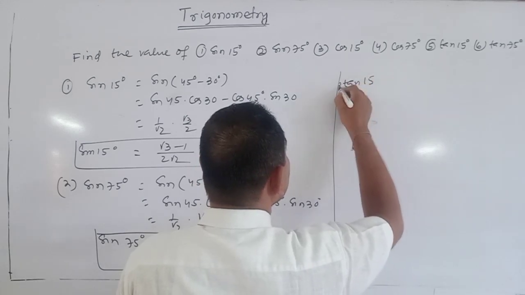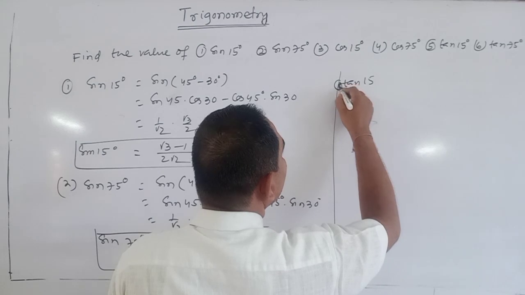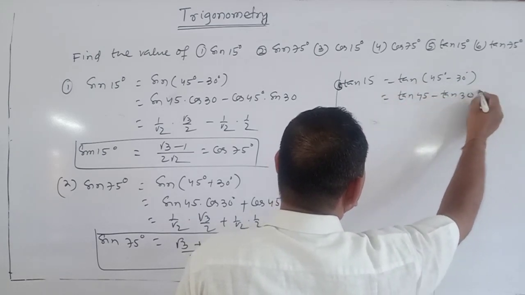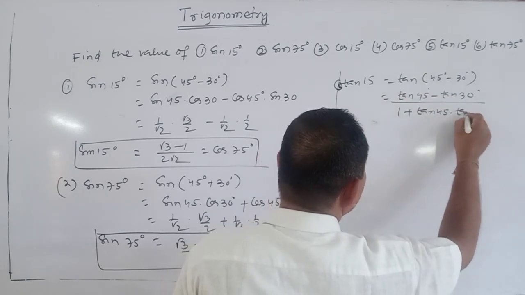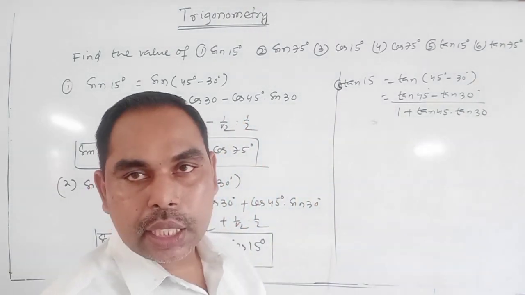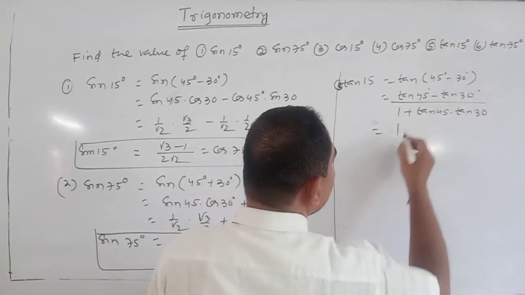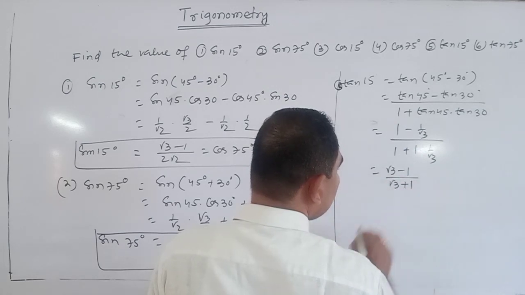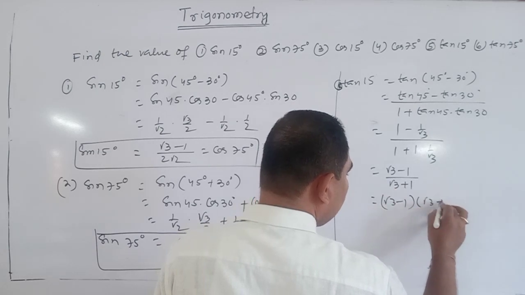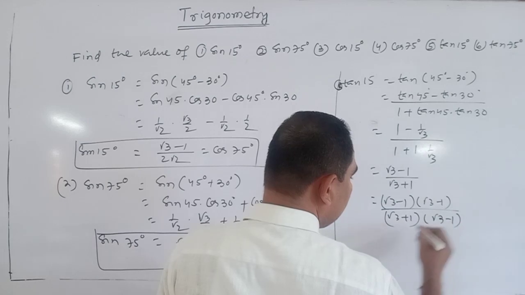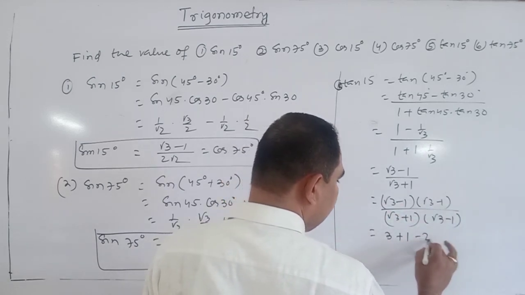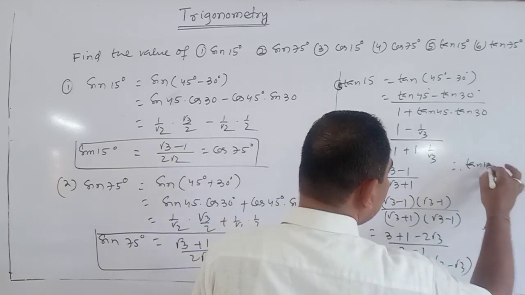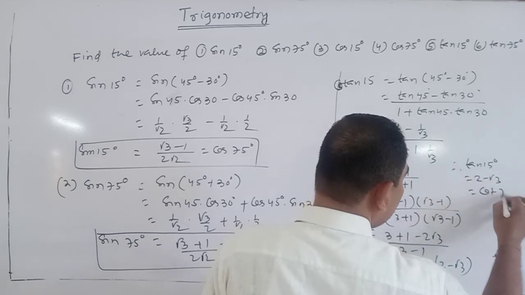Next, tan 15 degree. This is 5, tan 15 degree. So tan of 45 minus 30 is equal to tan 45 minus tan 30 divided by 1 plus tan 45 into tan 30. Use the formula tan of A minus B: tan A minus tan B by 1 plus tan A into tan B. So tan 45 is 1, minus tan 30 is 1/√3, divided by 1 plus 1 into 1/√3, is equal to √3 minus 1 divided by √3 plus 1. Now let us simplify: √3 minus 1 into √3 minus 1 divided by √3 plus 1 into √3 minus 1. So this is equal to 3 plus 1 minus 2√3 divided by 3 minus 1. So 4 minus 2√3 divided by 2 is equal to 2 minus √3. Okay. Therefore tan 15 degree is equal to 2 minus √3 is equal to cot 75 degree.